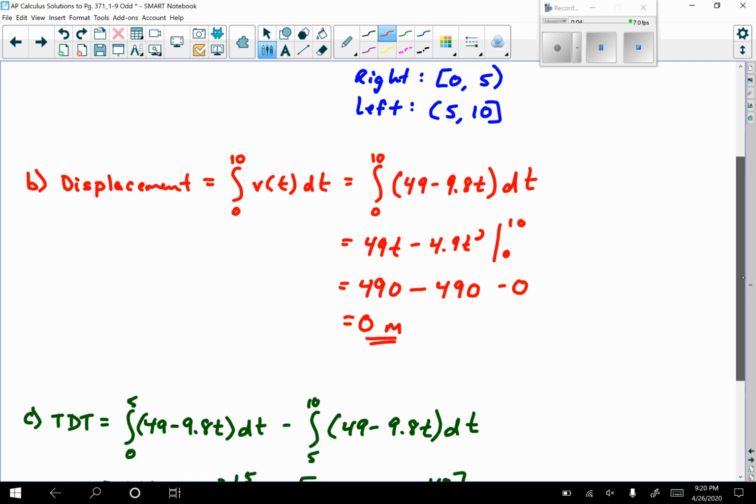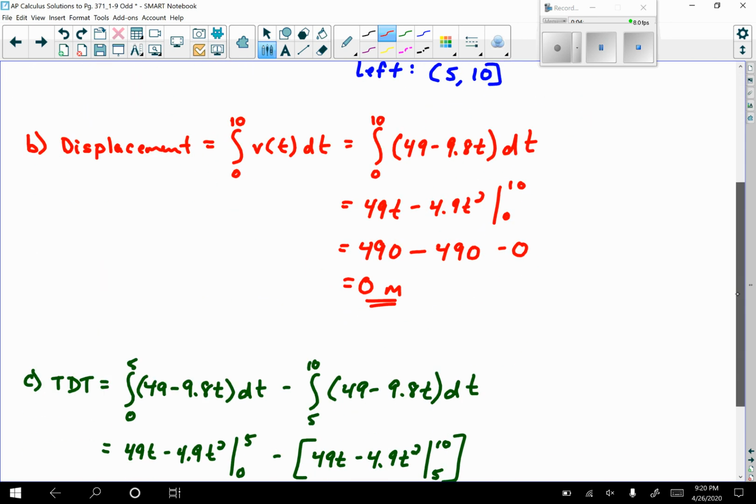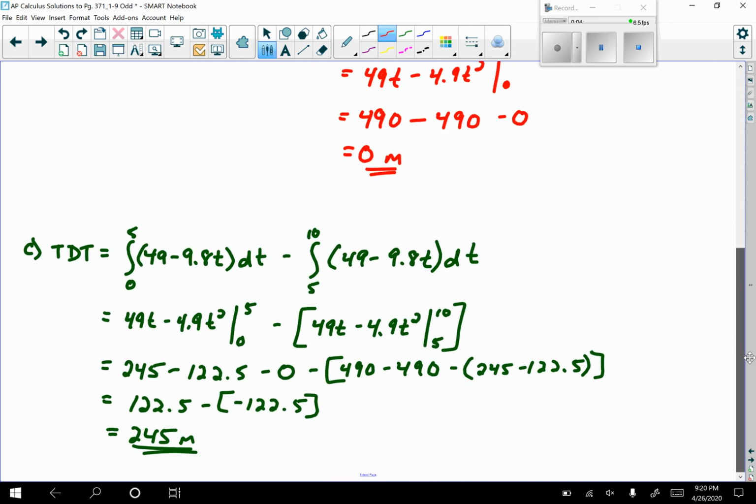Now the total distance traveled, we have two sections to our number line. The first part of the trip from 0 to 5 is positive, so we're going to be subtracting the second part. So we set up two integrals, 0 to 5 and then 5 to 10, but we subtract this. So again, take a look at each part. You could use a calculator to help you out with this, but the final answer here should be a total distance traveled of 245 meters. So what this is really saying is 122.5 meters to the right and then 122.5 meters to the left.